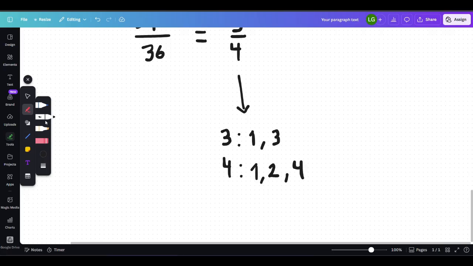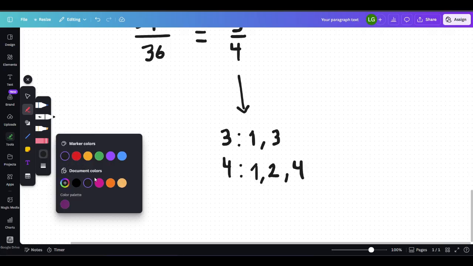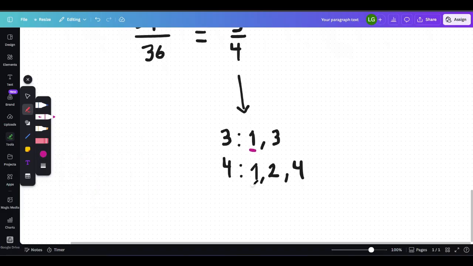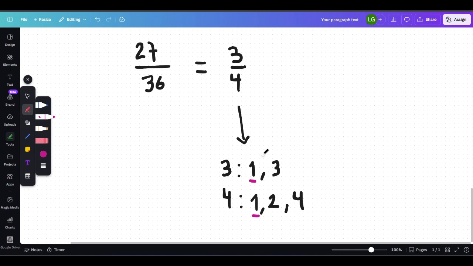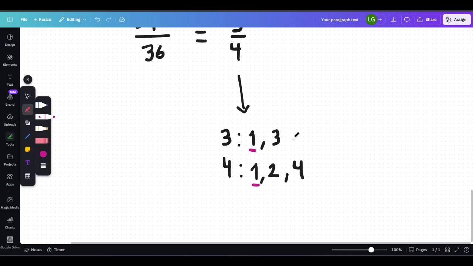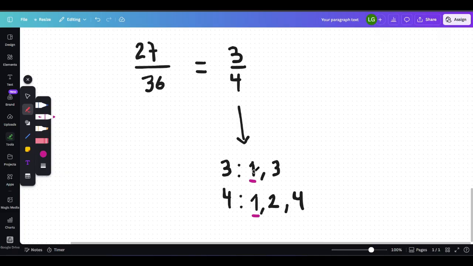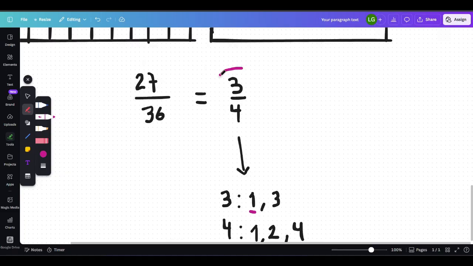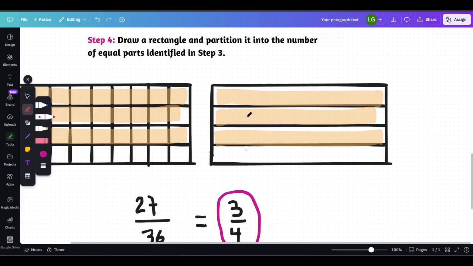Of course, we have a common factor, and that is 1. But our definition says that it has to be a common factor different than 1. And we don't have a common factor other than 1 here, just the number 1 itself. So that means that this fraction is in its simplest form. This is already simplified. And we are done with our visual model.